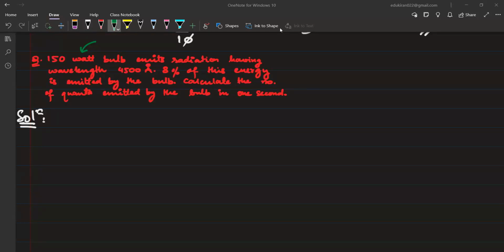It is power. So they have given us power is equal to 150 watt. And what is 1 watt? That is energy given per second, in terms of joules per second. All of you remember this? Yes or no? Yes, sir. Joule per second. Fine. So what is the power of the bulb?